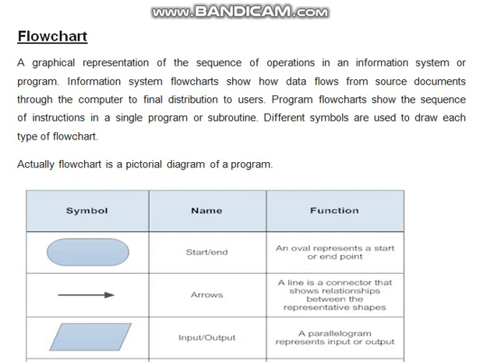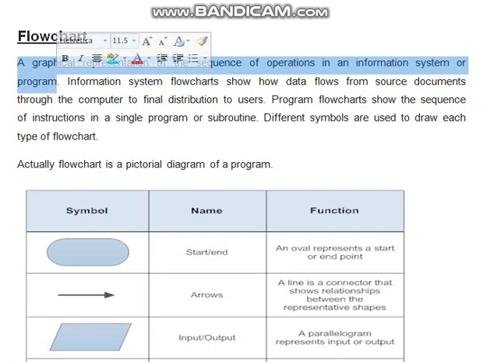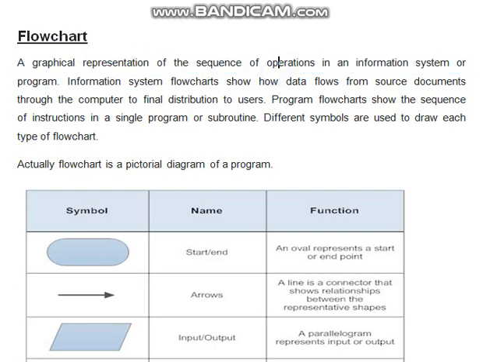So students, this is our first introduction class of flowchart. Here I gave you the definition of flowchart. Flowchart is a graphical representation of the sequence of operations in an information system or in a program. So flowchart is nothing but a flow of information from one end to another end. An information system flowchart shows how data flows from one source document through the computer to final distribution to users.